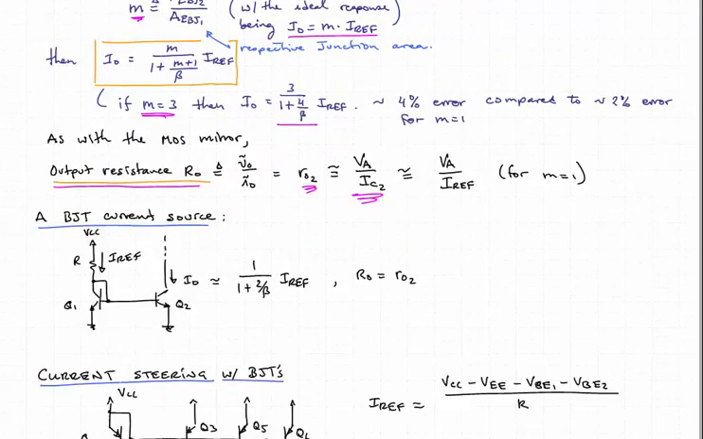Now let's look at a typical current source. Just like the MOSFET current source, one simple type of source is just to use a resistor R, and here we would have a current flowing through R that would be approximately VCC minus the VBE of Q1, all divided by R. This will give us an output current IO that's approximately IREF over 1 plus 2 over beta, and an output resistance of RO2, where RO2 is the small signal output resistance of Q2.